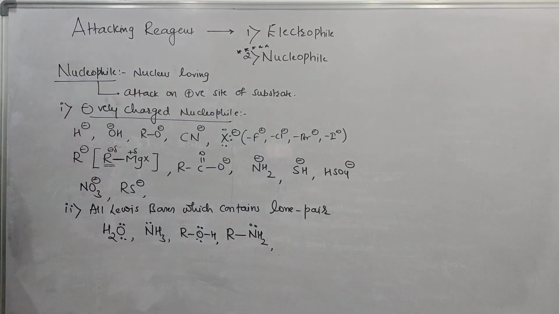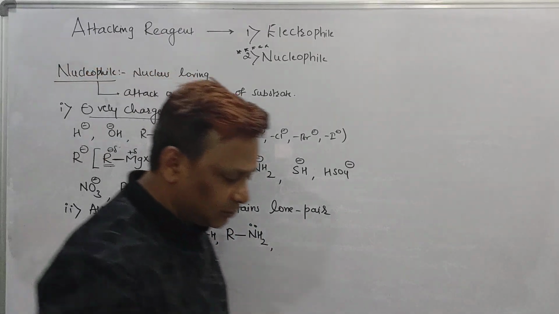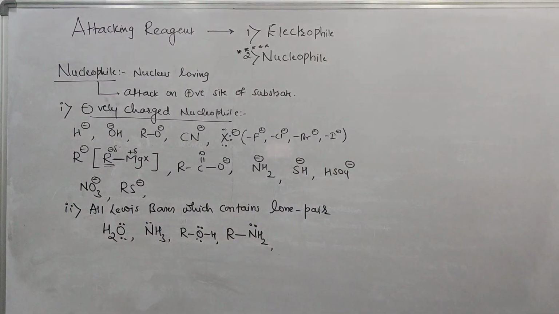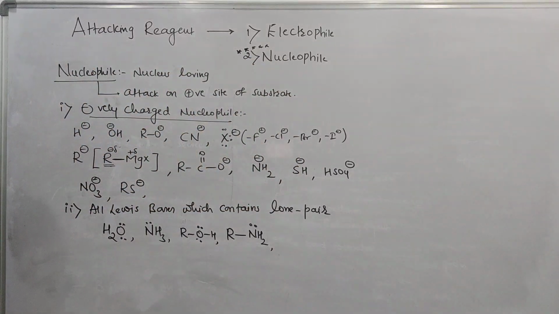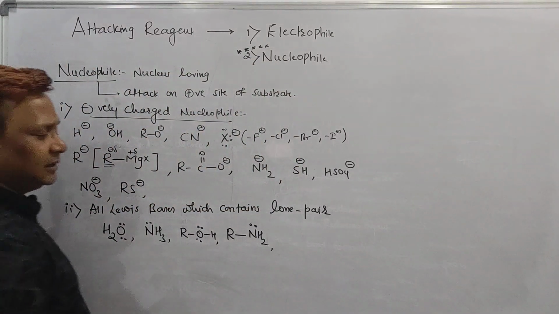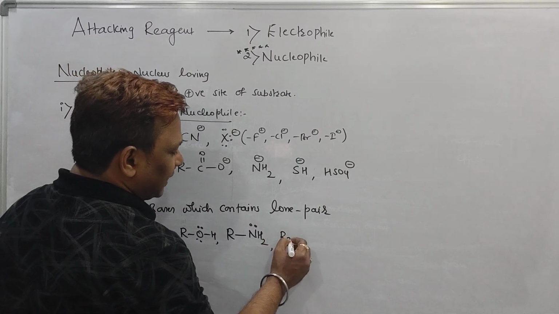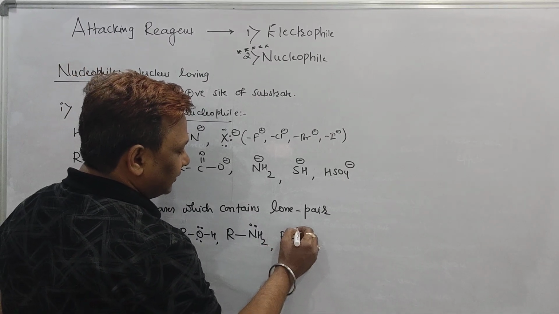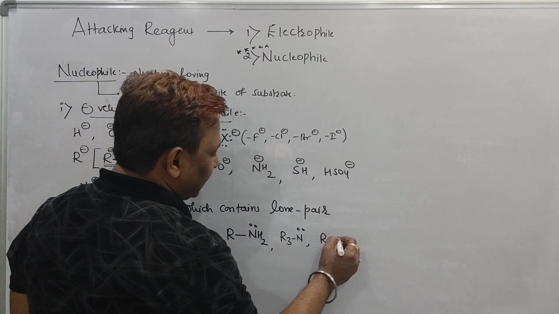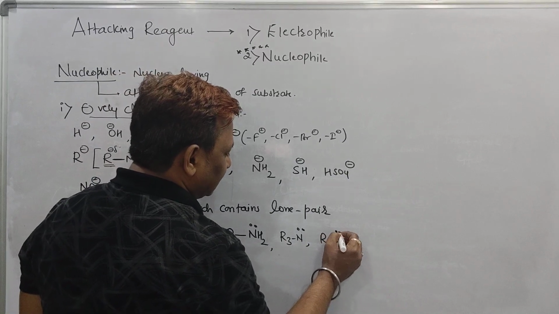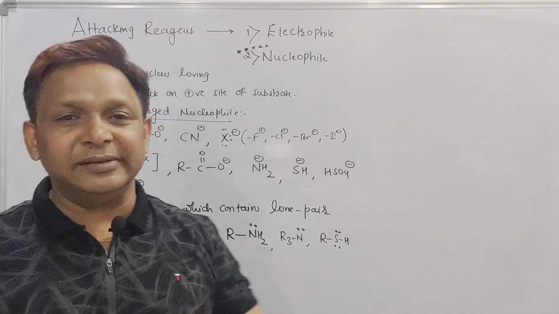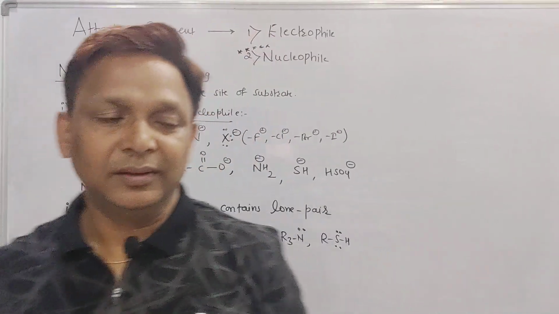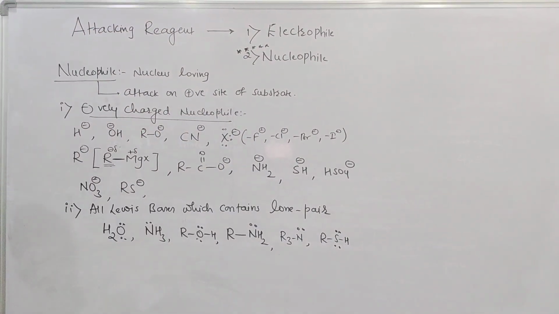Tendency to donate a lone pair is called what? Lewis base. So RNH2, a primary amine, acts as a Lewis base. Not only this, R3N, a tertiary amine, also acts as a Lewis base. RSH, sulfur having a lone pair, has a tendency to donate a lone pair, so it acts as a Lewis base.